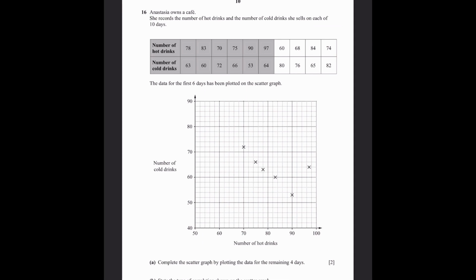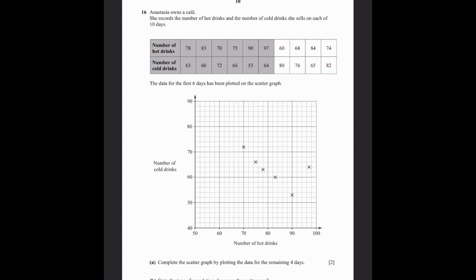Question 16. Anastasia owns a cafe. She records the number of hot drinks and the number of cold drinks she sells on each of the 10 days. The data for the first 6 days has been plotted on the scatter graph. Number of hot drinks and number of cold drinks are the data. A. Complete the scatter graph by plotting the data for the remaining 4 days. So the 6 days which are completed, they're shaded. Now we need to plot for these 4.